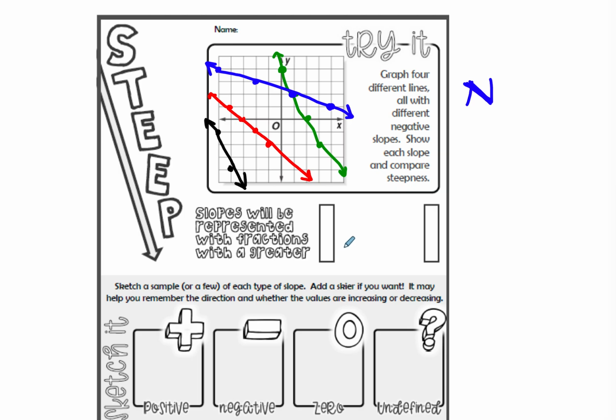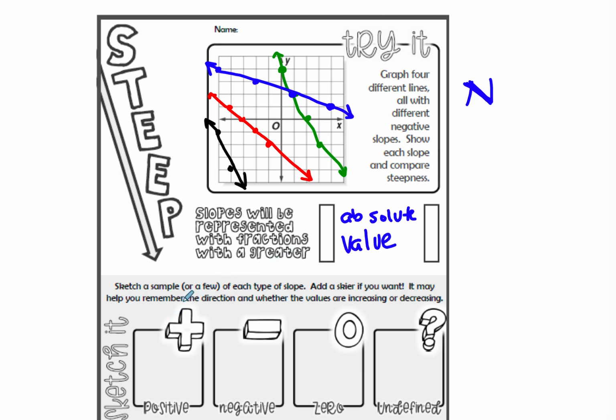All right, let's see. Steep slopes will be represented with a fraction with a greater, and then these are our absolute value bars. We discussed that on the other side. Absolute value.